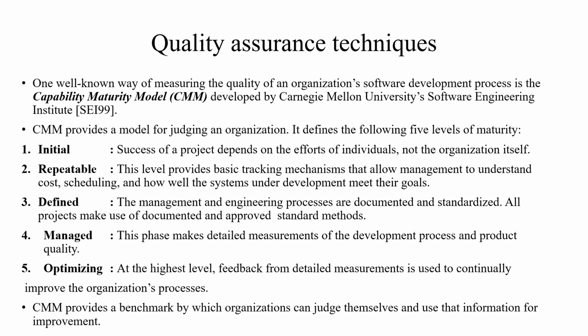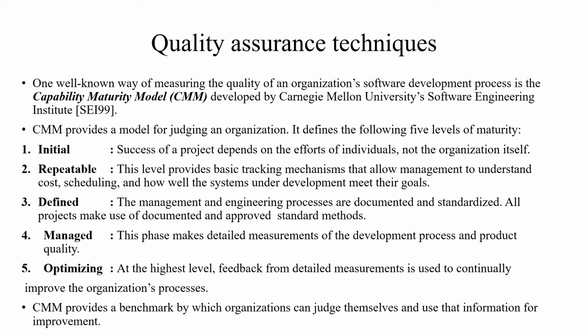The one alone method of measuring the quality of an organization's software development process is the CMM, that is the Capability Maturity Model, developed by the Carnegie Mellon University's Software Engineering Institute. The CMM provides a model for judging an organization. It defines the following 5 levels of maturity of the organization. The first maturity level is initial. Every project's success depends on the efforts of the individual, not the organization itself. So the individual should make some efforts to reach success always.